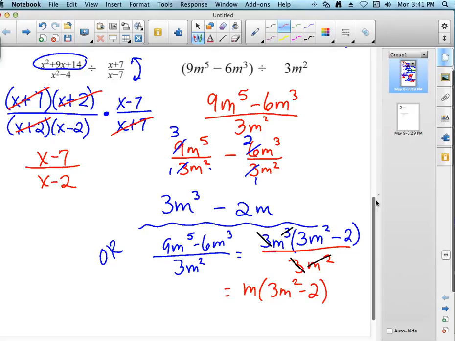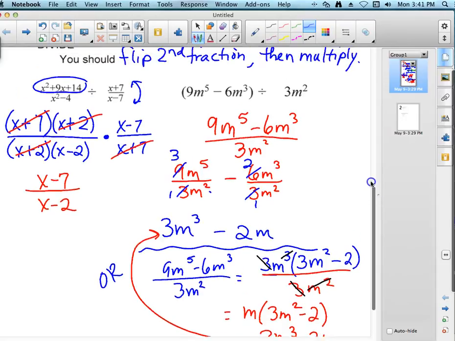And if you wanted to distribute that, you would have 3m cubed minus 2m. Ends up being the same answer that we got here. So either way is fine. Remember, this is a multiple choice final, so you just have to be able to pick out your correct solution.